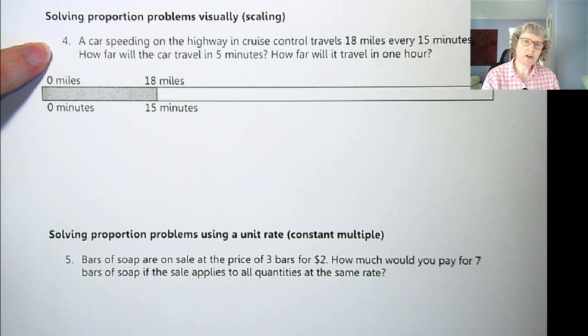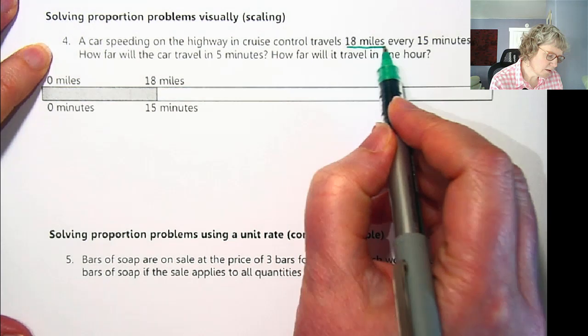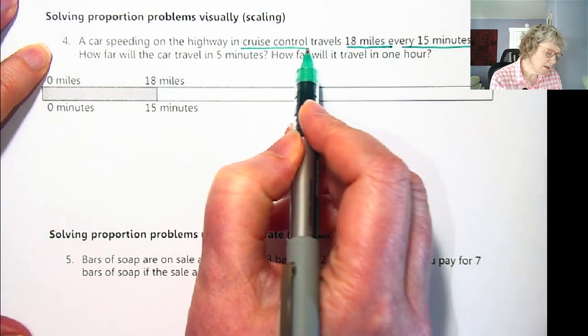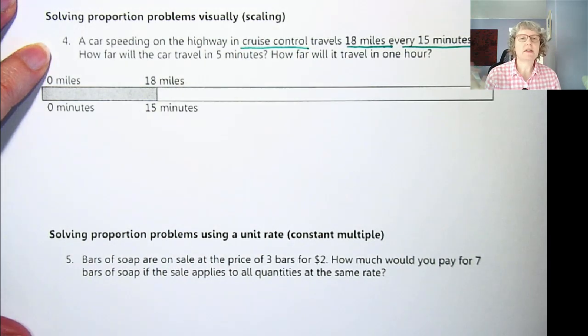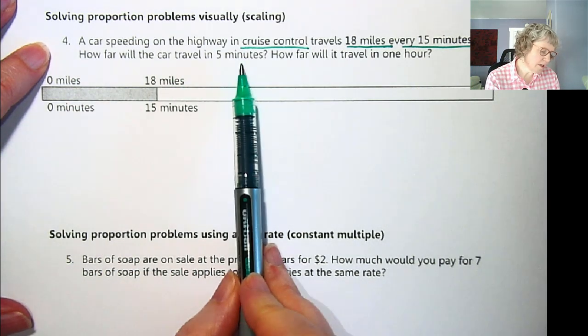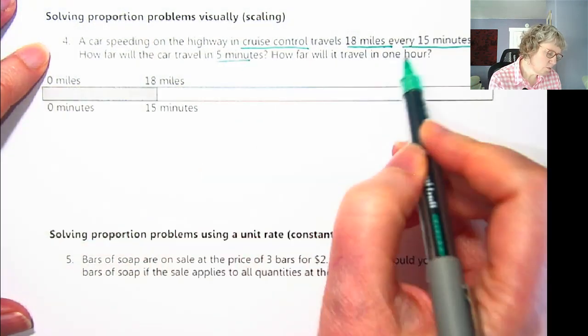The first one is a car speeding on the highway in cruise control travels 18 miles every 15 minutes. Okay, and cruise control means it's on automatic, so it's going to stay at a set speed. So this is telling us it's going to be proportional, right? Same rate. How far will the car travel in 5 minutes? How far will it travel in 1 hour? Okay, 5 minutes and 1 hour.